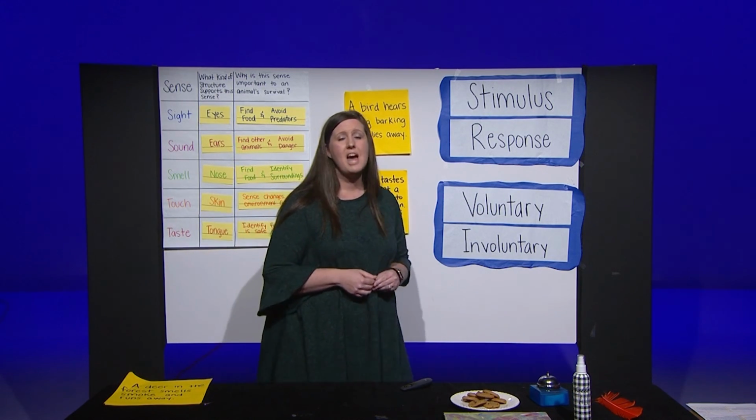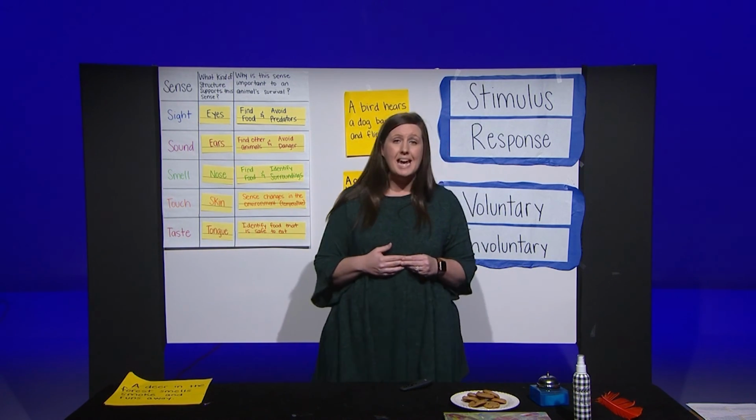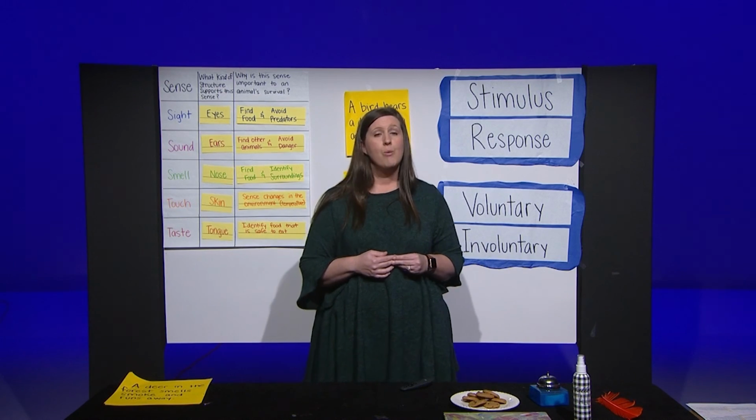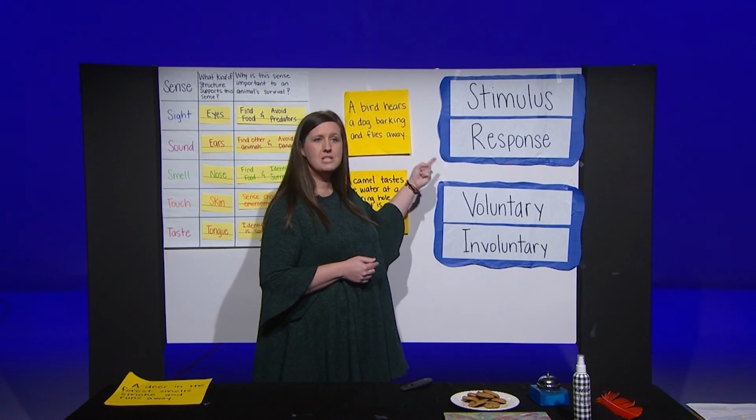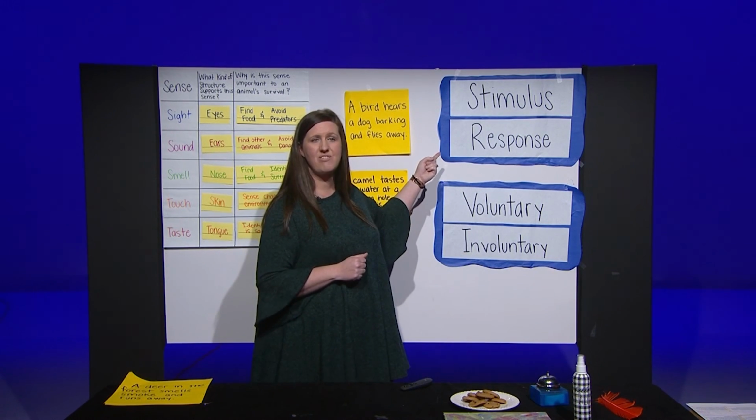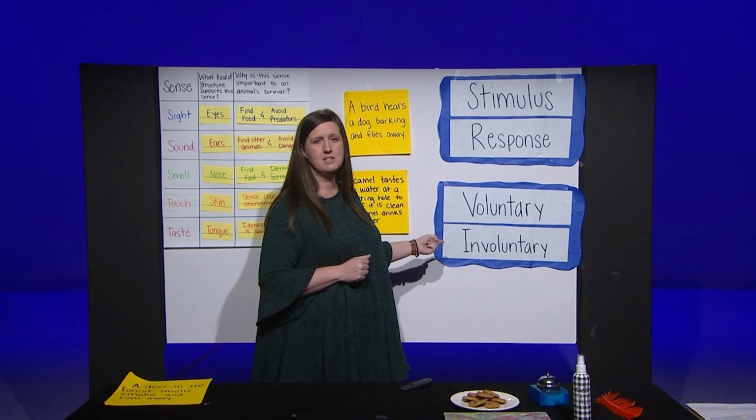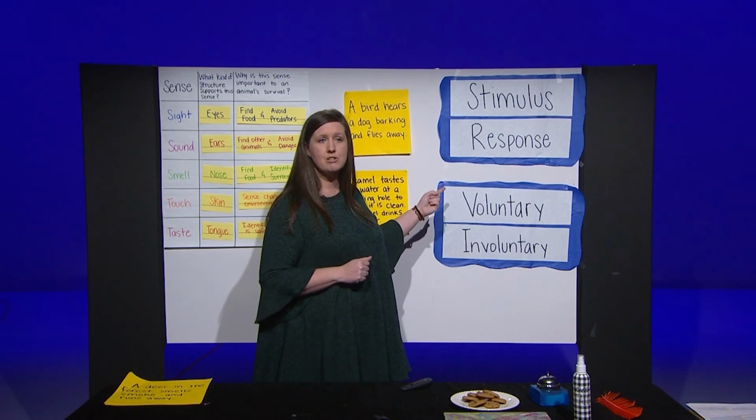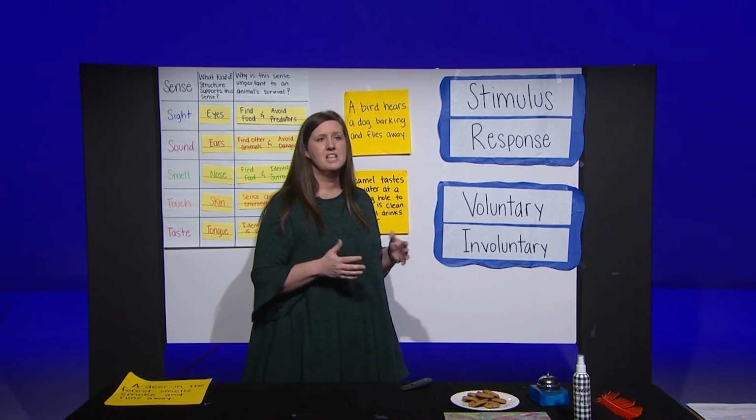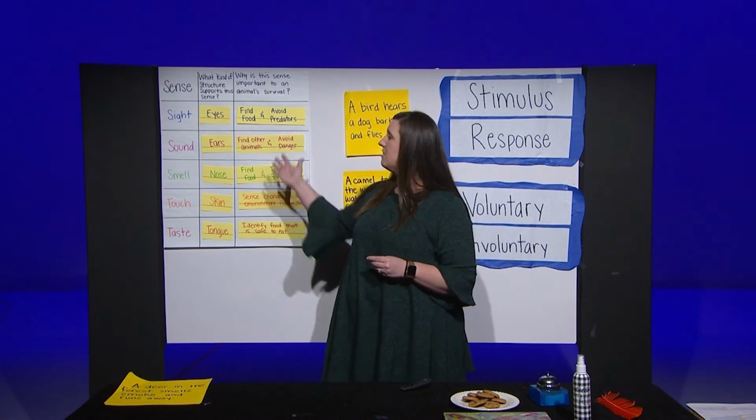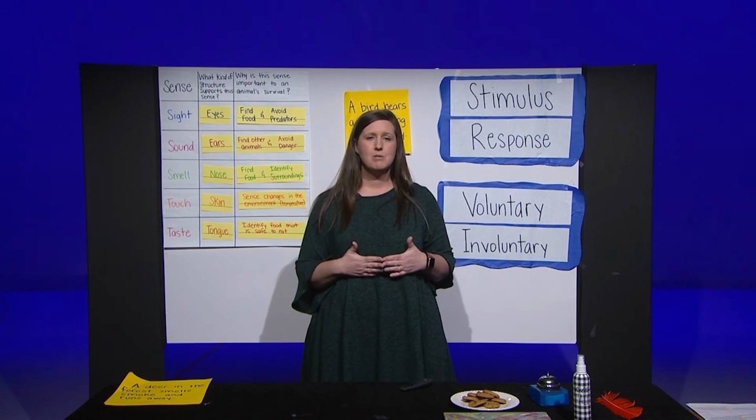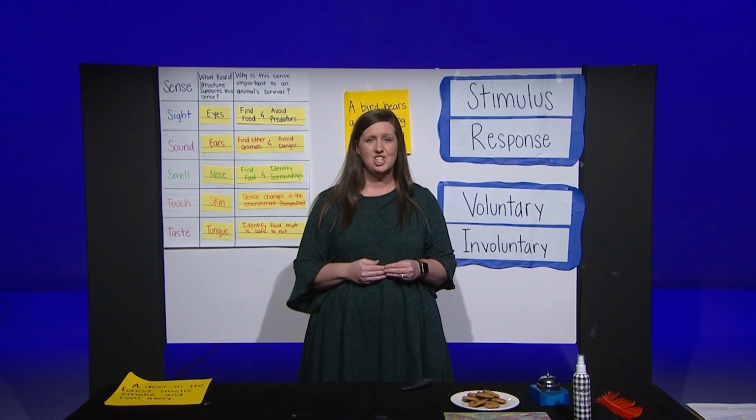Well, boys and girls, I've had a great time learning about animal senses with you today. We've learned about stimulus, response, and how that's like cause and effect, and then voluntary and involuntary responses. Voluntary is animals choose to do it, and involuntary, they do not. And we've used all of our senses. We've learned how animals survive. You've done a great job. I can't wait to see you next time.